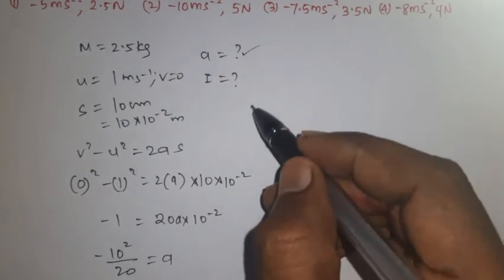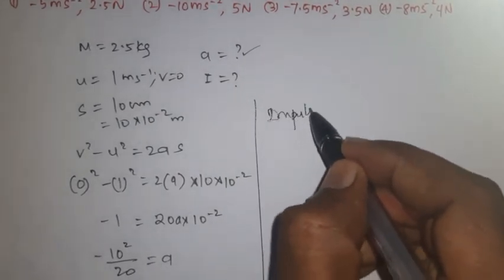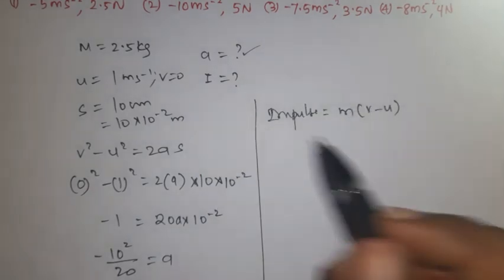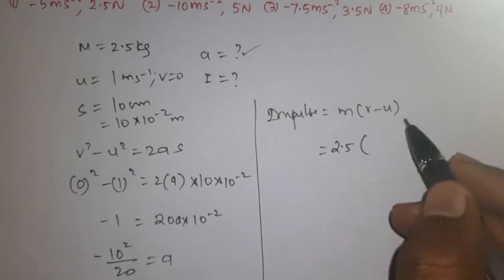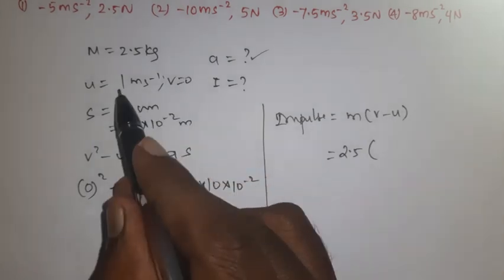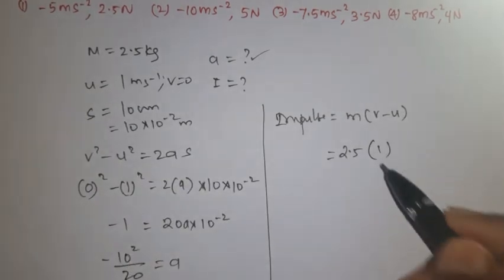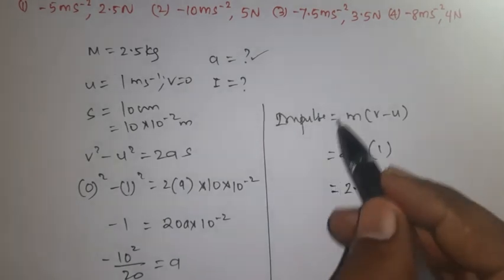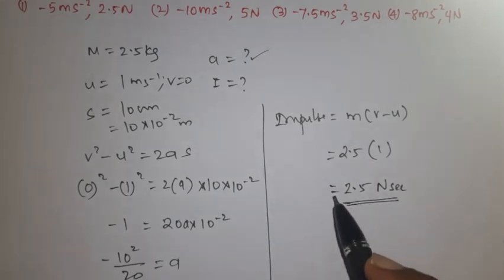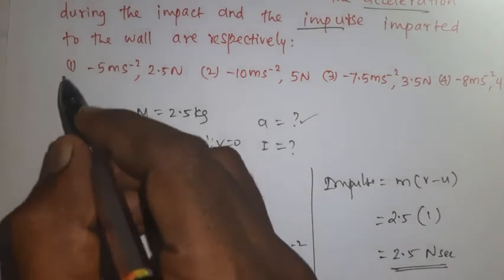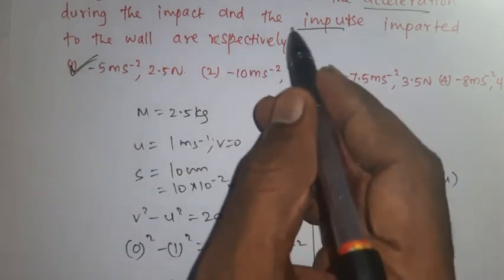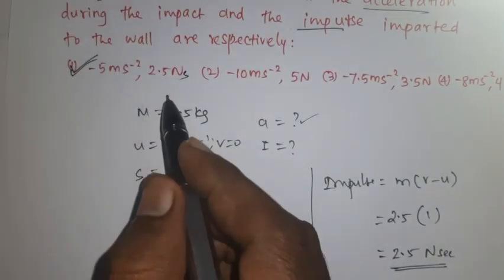Next we can find out the impulse. So impulse is nothing but change in momentum, m(v minus u). So m, the mass of the hammer, is 2.5. Change in momentum, change in velocity: v minus u is the change in velocity. Here 0, here 1. So change in velocity is 1, into 2.5. Impulse unit is Newton second. So according to this, the answer is the first one, -5 m/s², then 2.5 Newton second. Impulse unit is second should come. Option first one is the right answer.